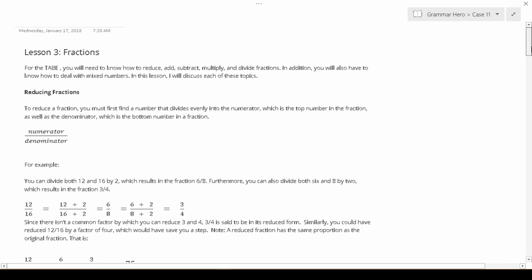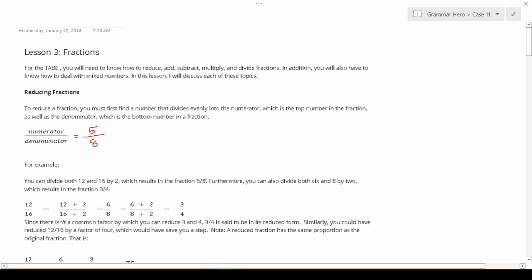So the first concept I want to touch on is reducing fractions. To reduce a fraction, you find a number that divides evenly into the numerator, which is the top number in the fraction, as well as the denominator, which is the bottom number in the fraction. Okay, so if I were to give you the fraction 5/8, you can see 5 would be the numerator and 8 would be the denominator. Through this video, I'm going to refer to those terms, so I just wanted to introduce those early on.